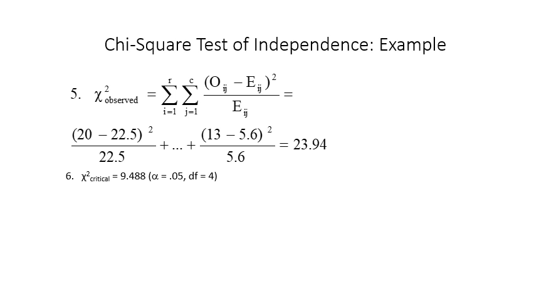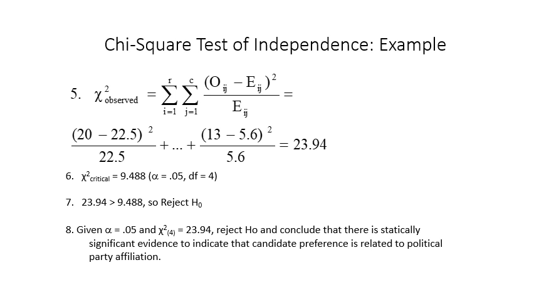Then you need to get the chi-square critical value from the chart. Our degrees of freedom was 4. Our alpha is 0.05. You notice that I only gave you one chart. There would be different charts, but for the purposes in here, just go with that chart. Alpha is 0.05. You have to find alpha. Degrees of freedom is 4. So our chi-square critical is 9.488. 23.94 is greater than 9.488, so we reject H0 and conclude that there's statistically significant evidence to indicate that candidate preference is related to political party affiliation. Remember, the alternate here is that they're related.